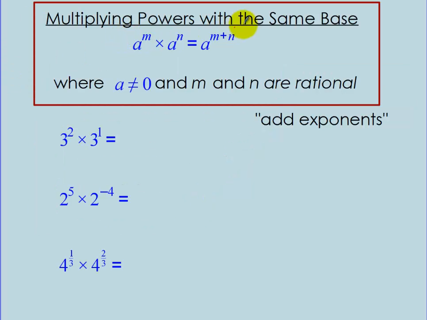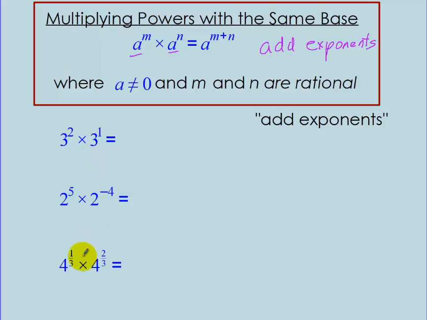First one, multiplying powers with the same base. So when I say same base, the number on the bottom is the same. So a to the m power times a to the n power equals a to the m plus n. Basically what you're doing here is you're going to add exponents. So you're going to write that down. You're adding exponents. So you need the same bases and they need to be multiplied here.